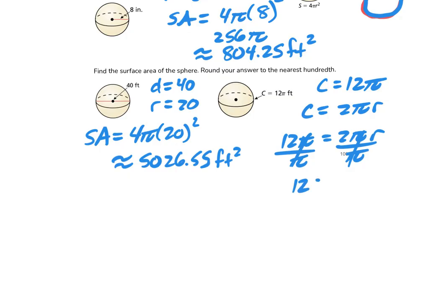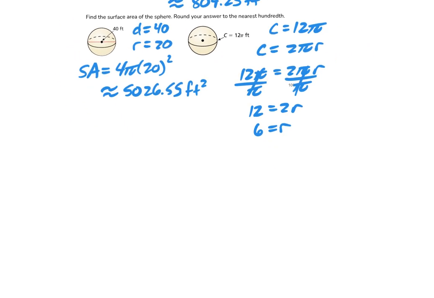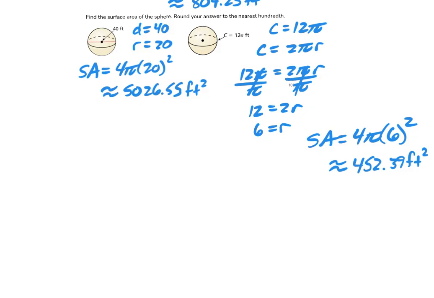So now we have 12 equals 2r, and then we can divide by 2, and we get the radius is 6. But we're wanting to know what is the surface area, so now to finish it out, we're going to plug that in for r and get our surface area. And it says let's round to the nearest hundredth, so we get 452.39 feet squared.